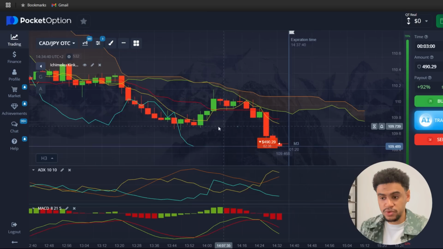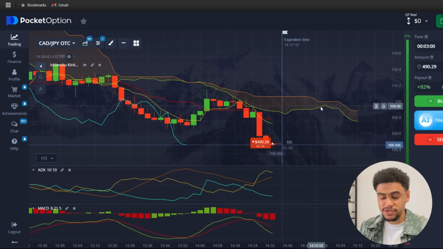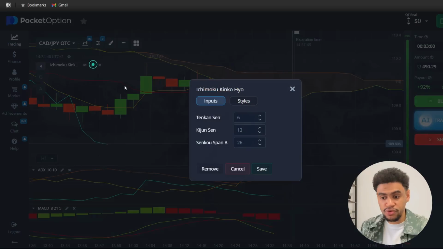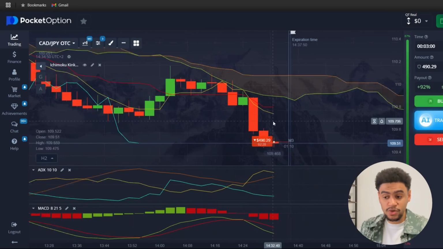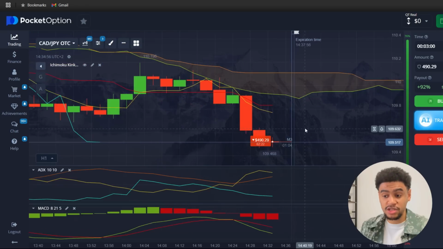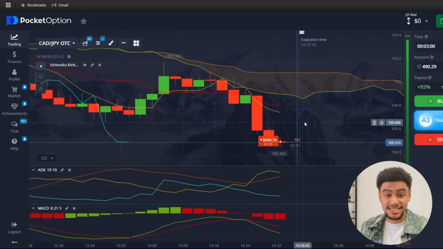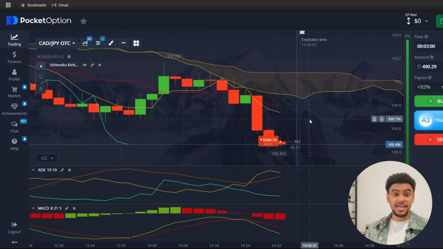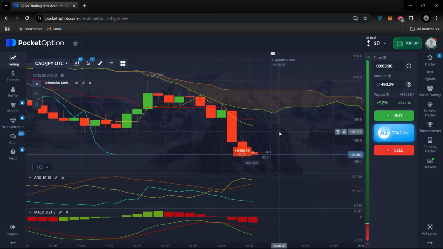And also if you look at Ichimoku, we have the cloud above the price action, which is a sign of a downtrend, and we have both of our lines, Tenkan-sen and Kijun-sen, crossing in a downwards direction, which is another signal for the downtrend. So 3 of these signals together are giving us a picture that the price will go down, and we'll place a sell position here. And now let's go and collect our first money of the day with this trade. Let's go.